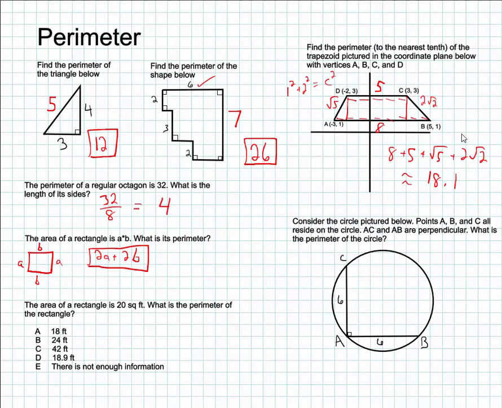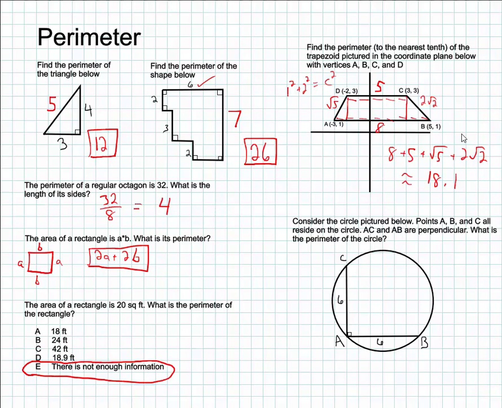The area of a rectangle is 20 square feet. What is the perimeter of the rectangle? We don't know any of the lengths of the sides. For all we know, one side could be 5 feet, one side could be 4 feet, one side could be 10 feet, one side could be 2 feet. Since we don't know the lengths of the sides, we don't have enough information to figure out the perimeter. If they gave us the value of one of the sides, we would be able to figure it out, but since we don't, we don't have enough information to solve this problem.